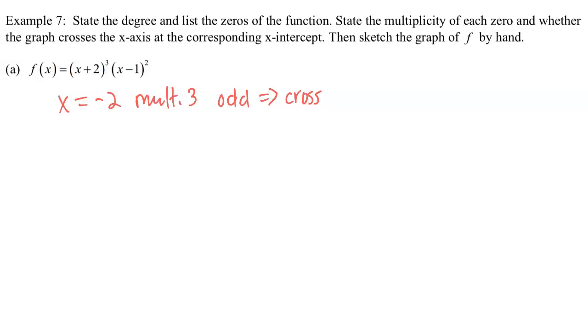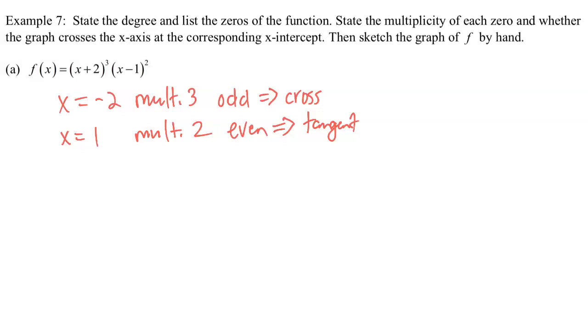My other 0, looking at the second factor, is going to be x is equal to +1. That's going to have a multiplicity of 2 because of the exponent on that particular factor, which means that we are going to have an even multiplicity, and the graph is going to be tangent to the x-axis at that particular 0.